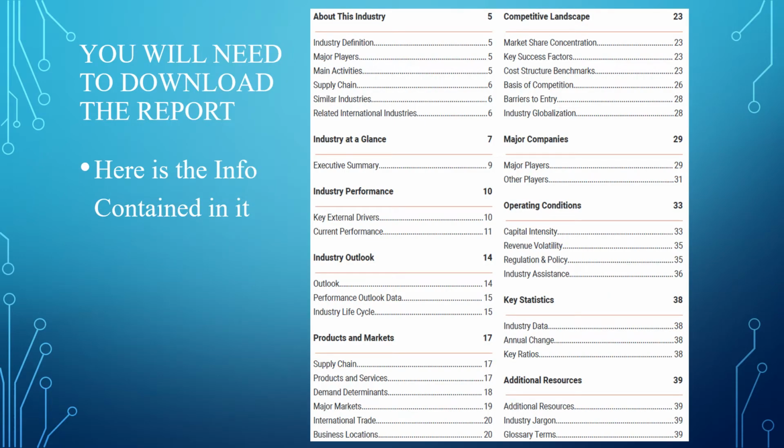You need to download the report, and here's what information is contained in that report. And so you can see that there's a definition of the industry at a glance, industry performance, industry outlook, products and markets, the competitive landscape, who the major players are, operating conditions, key statistics, and additional resources. A lot of information here, and this report you'll notice is around 40 or 50 pages long. So it will provide a lot of the information that you'll need to do an industry analysis for marketing. This is an industry analysis that is more general than simply a marketing industry analysis.